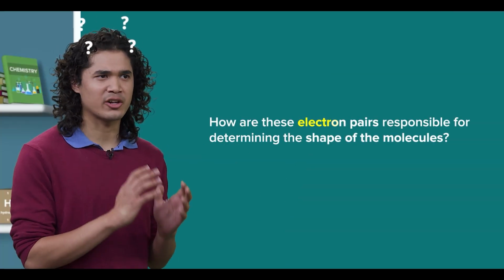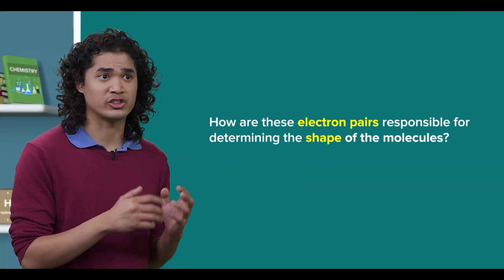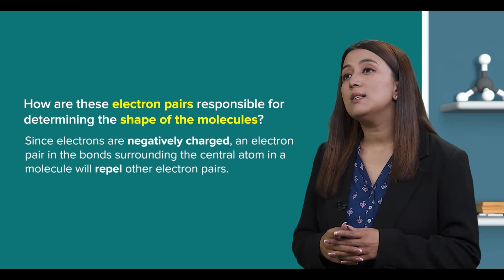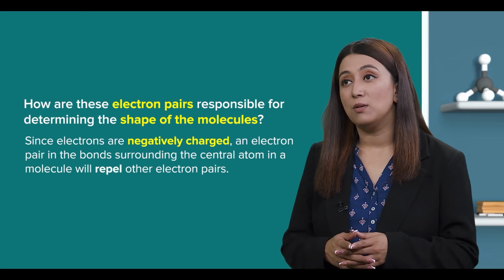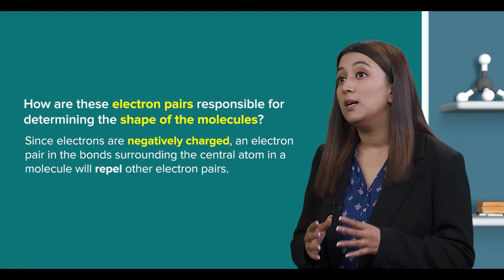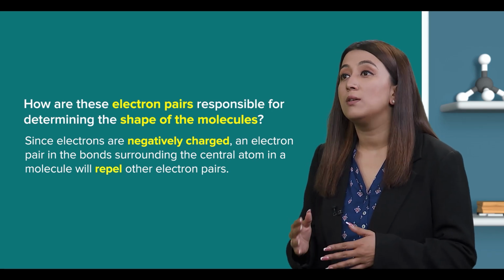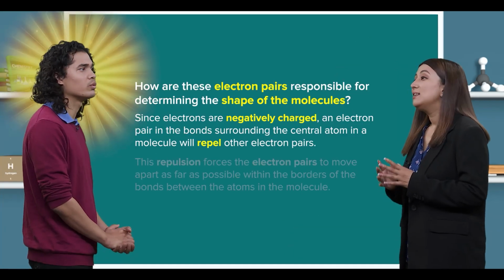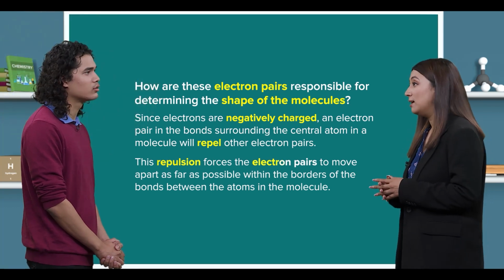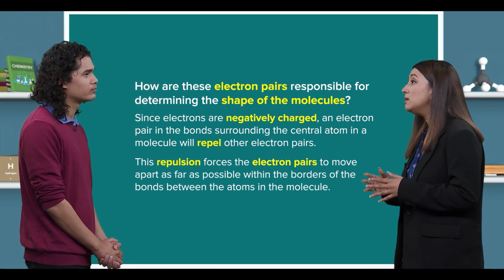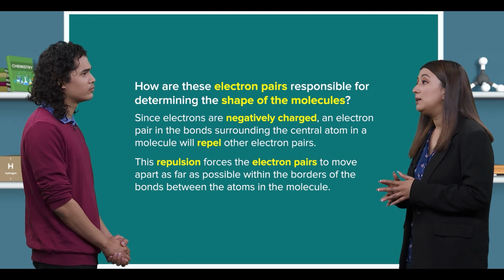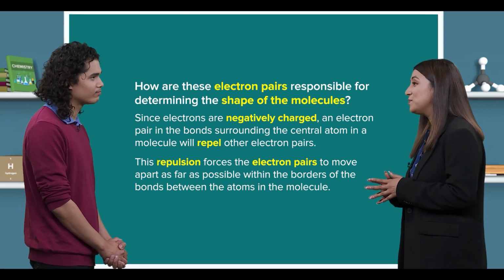So, how are these electron pairs responsible for the shape of the molecules? Well, since electrons are negatively charged, an electron pair in the bonds surrounding the central atom in a molecule will repel other electron pairs. Oh. This repulsion forces the electron pairs to move apart as far as possible within the borders of the bonds between the atoms in the molecules.